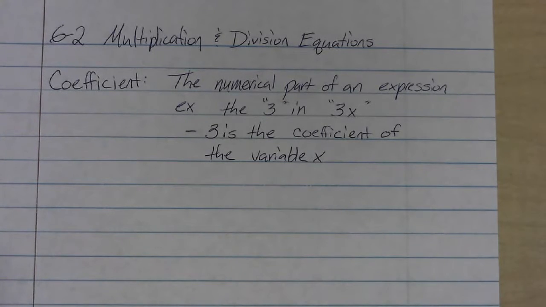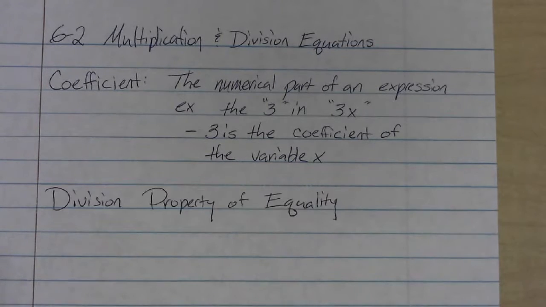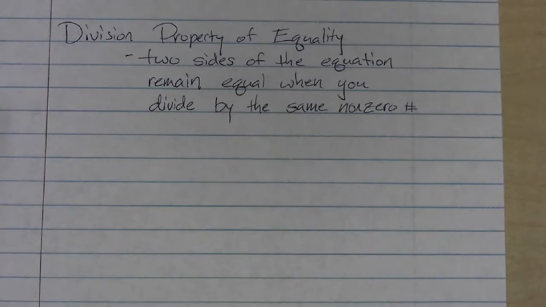Okay, so the next phrase that we have to talk about is found on page 448 in your books, division property of equality. It's very similar to the other properties of equality that we already went over last lesson. Remember, subtraction property of equality stated that if you subtract the same amount from both sides of an equation, both sides remain equal. Addition property of equality stated that if you added the same amount to both sides of an equation, then both sides remained equal. And the division property of equality states the two sides of the equation remain equal when you divide by the same number, the same non-zero number.